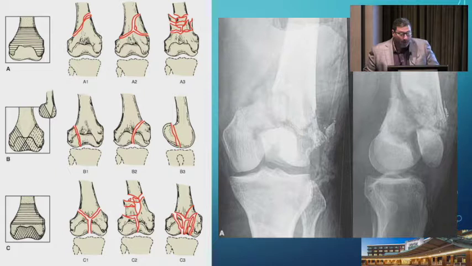And this picture shows a type C2 fracture. That's a fracture that involves the joint, and the portion above the joint, or the supracondylar portion, is very comminuted.